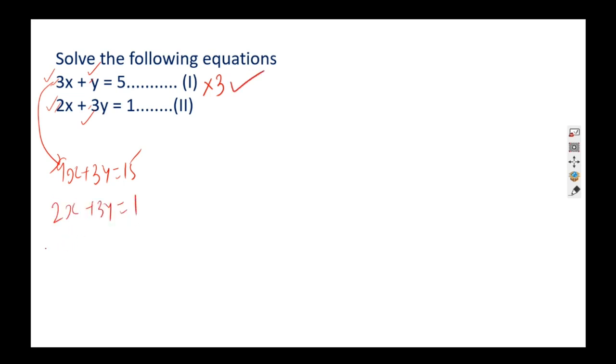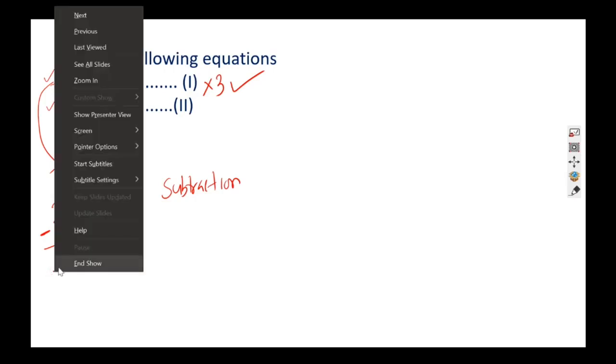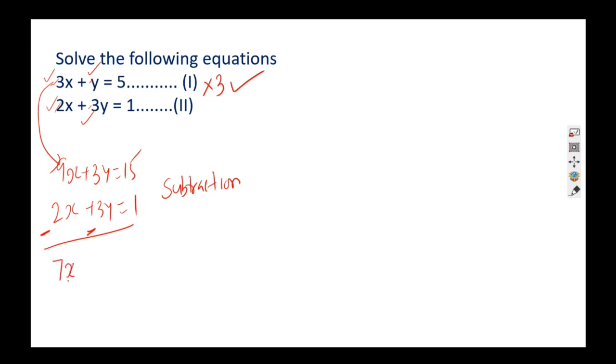Now if I go for addition, 3y plus 3y is equal to 6y, 9x plus 2x is equal to 11x. So what will I do now? I will go for a subtraction. Subtraction means change the sign and add. So 9 and minus 2 will become 7x, plus 3y minus 3y will become 0. Understood? 15 minus 1 is equal to 14. 7x is equal to 14. Naturally x is equal to 2.